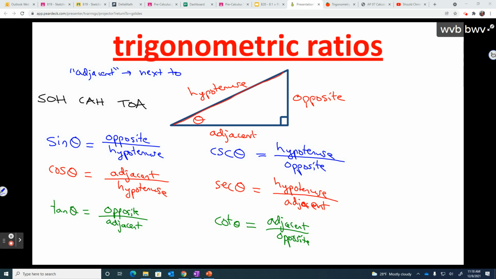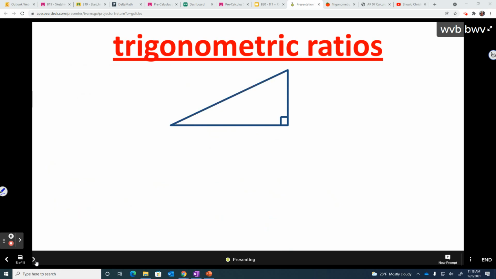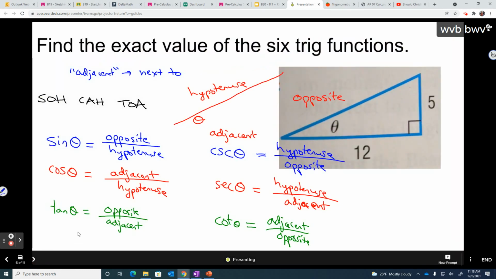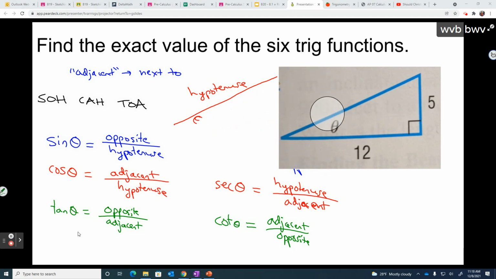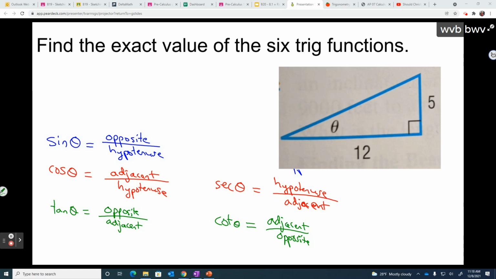Alright, so these you do need to memorize in some sense, but you'll get them just as you use them. Alright, how we're going to use these. The first thing that we're going to do is, being given a triangle, we're going to find all 6 trig ratios. So if we're given a triangle, it has a theta in it, and it has a couple numbers.